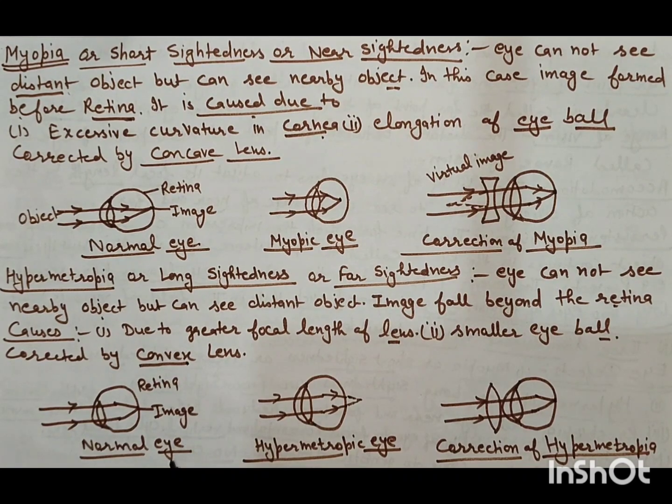This is the situation of the normal eye, and in the hypermetropic eye, the image is formed after the retina, and we can correct it with the help of the convex lens.